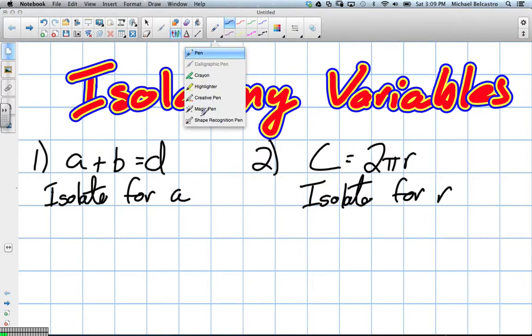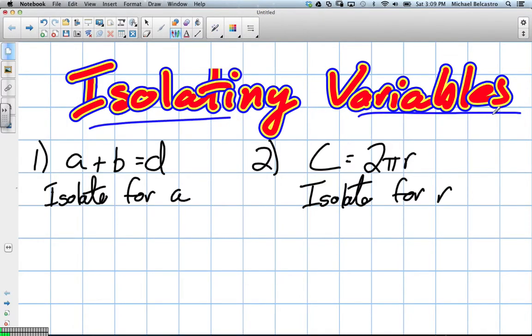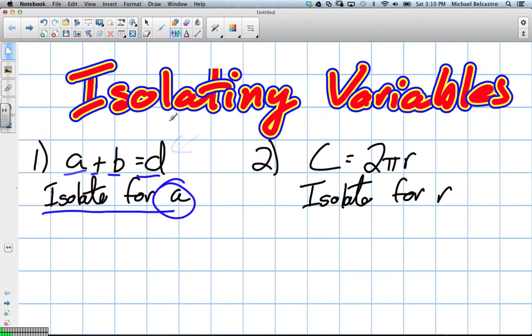Okay, so we're going to be working on isolating specific variables. They've given us a formula. This formula simply states A plus B equals D. In the question they want us to isolate for the variable A, so we're going to highlight that. We're trying to isolate for A in this.